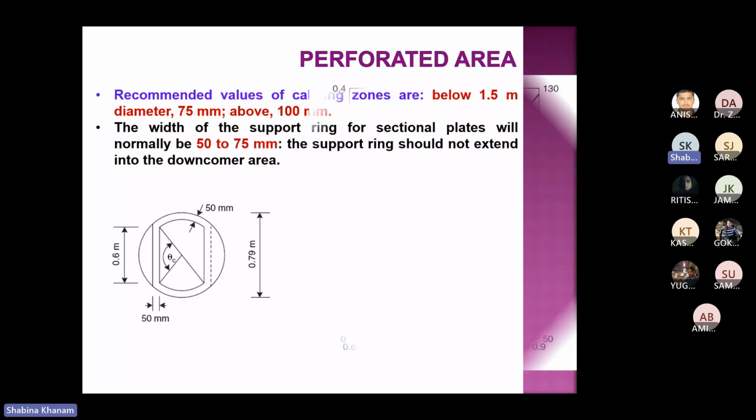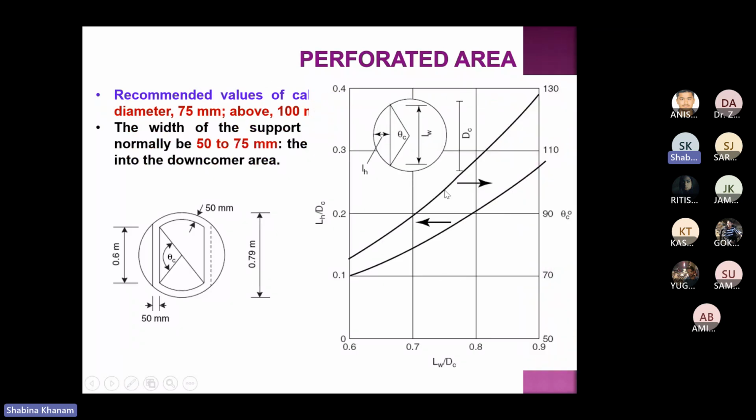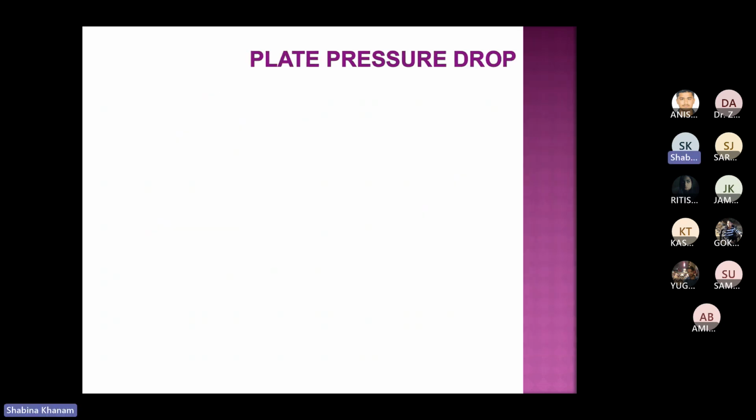We have also covered the perforated area and different angles in the last class. Active area minus calming zone is equal to perforated area, that we discussed yesterday. So let's continue with this. There are many more parameters to calculate, and then we bring those parameters into a feasible range. So let's start today's content.